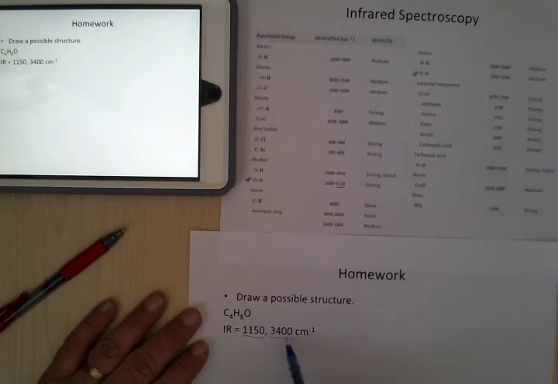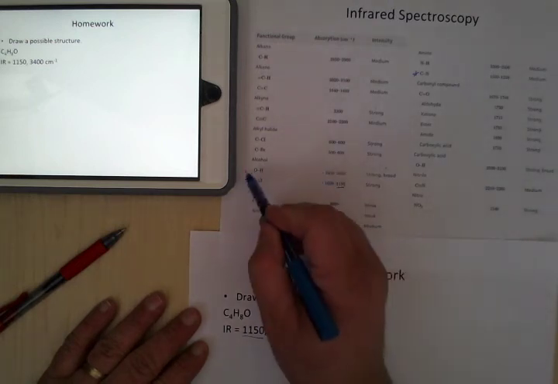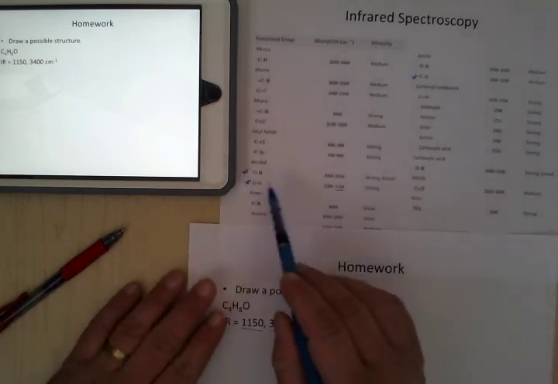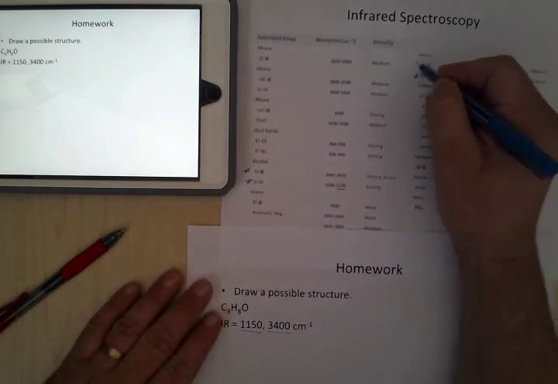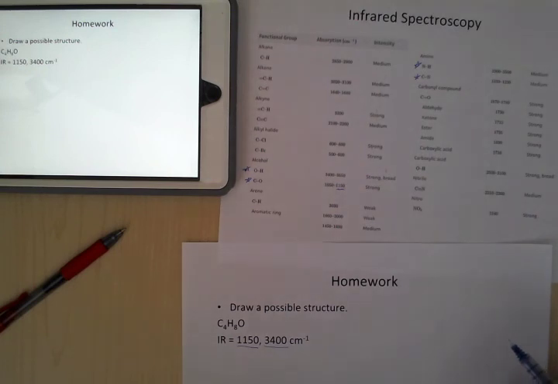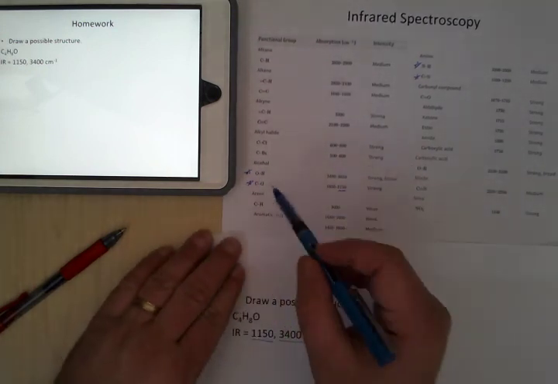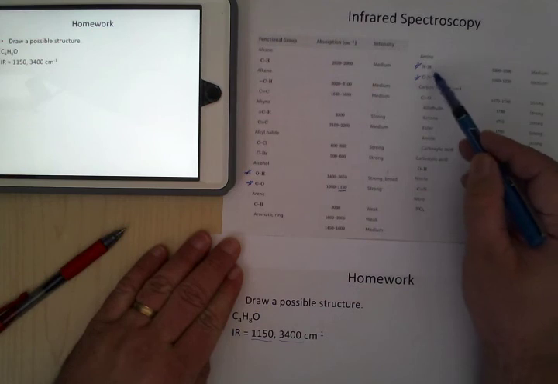So how about the 3400? Well, it could be here, the OH, right? Or it could be this NH here. But which set is it? Okay, it has to be this one right here, right? It can't be that. Why?